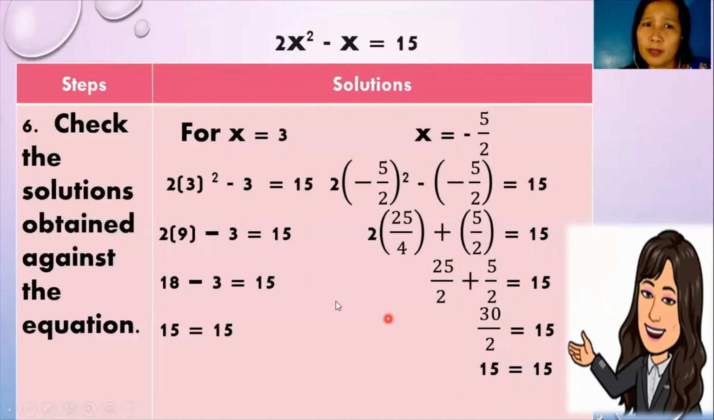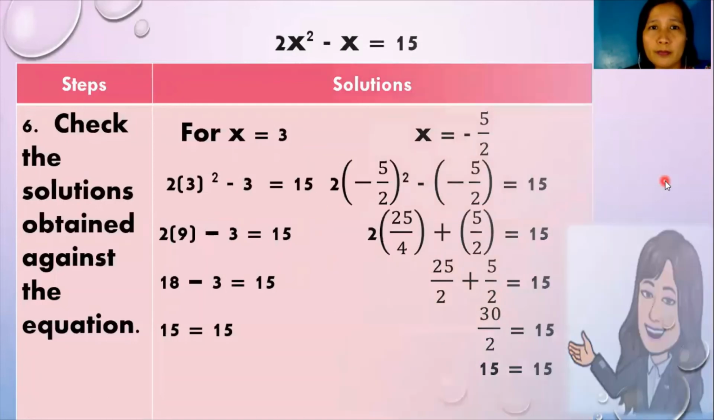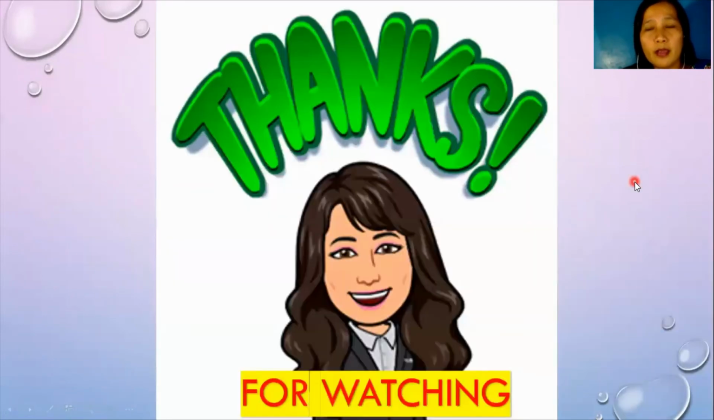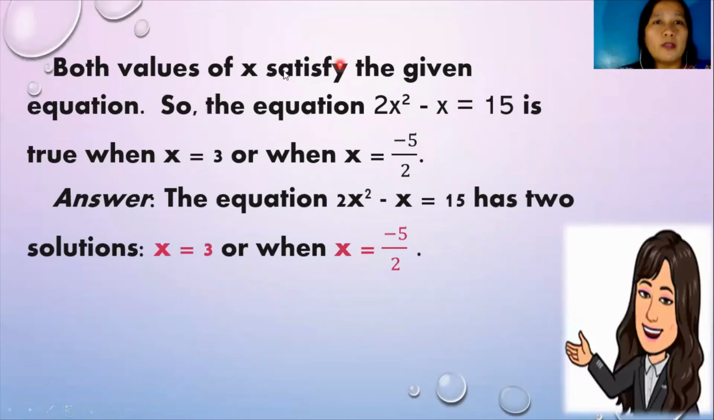So check. Our solutions satisfy the given equation. Both values of x satisfy the given equation, so the equation 2x squared minus x equals 15 is true when x equals 3 or when x is equal to negative 5 over 2. So that is our answer, the equation 2x squared minus x equals 15 has two solutions. So x equals 3 or x is equal to negative 5 over 2.